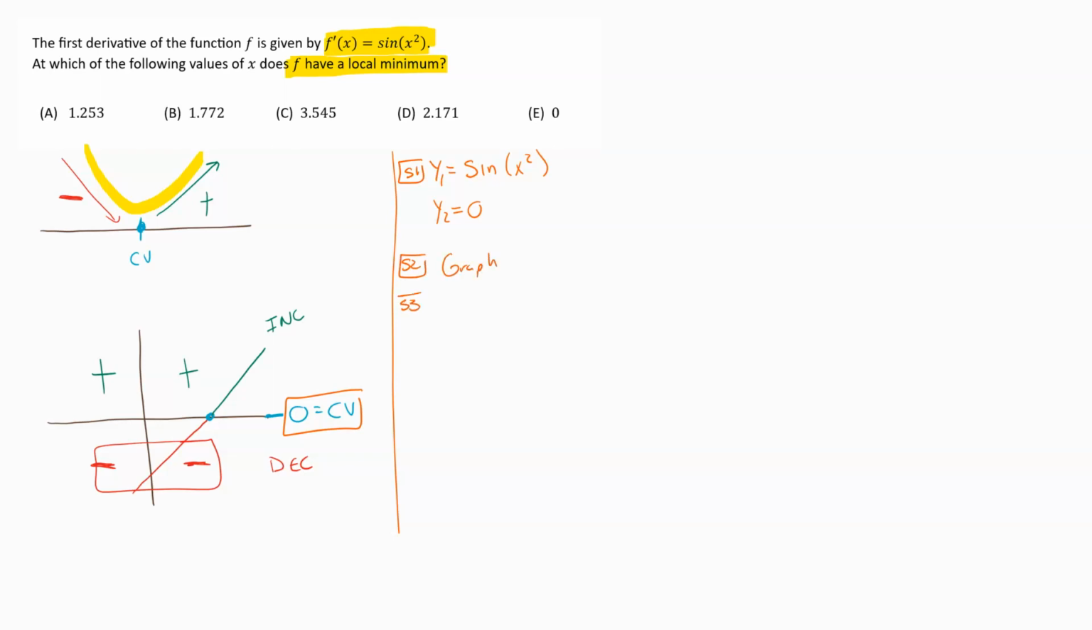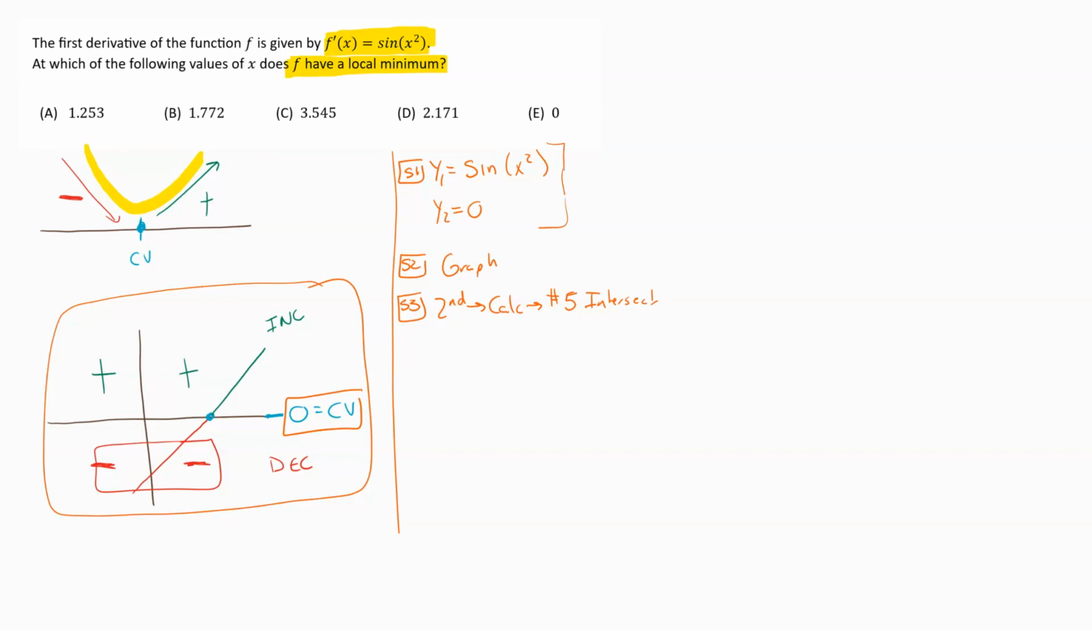And then from there, we will go ahead and we'll read off the graph, looking for something that gives us a negative into positive movement because we're looking for a local min. And then we'll hit second, calc, and inside the calc menu we'll choose the number 5 option, which is intersect. The place where our derivative and our 0 intersect each other and give us the shape we're looking for is going to be where we have a local minimum.